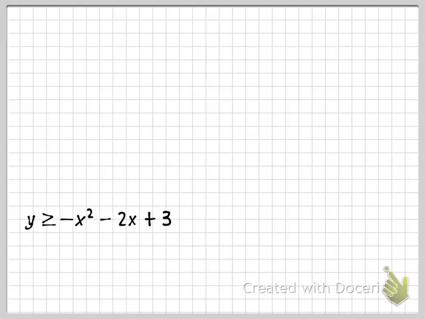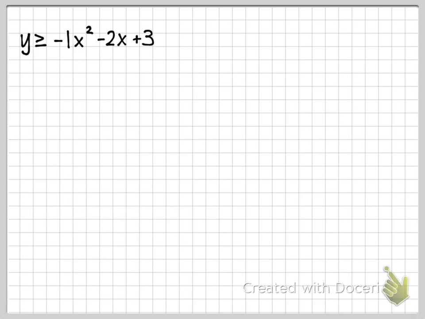So first of all, before I do anything, I'm going to rewrite mine so it's up here at the top. If you notice, I just wrote a 1 in front of the negative x squared, so I know it's there. What is a in this equation? Negative 1. What is b? -2. What is c? 3. So what would I do first?